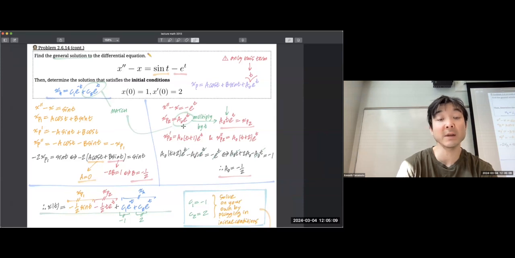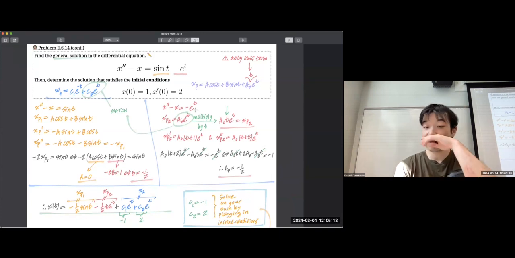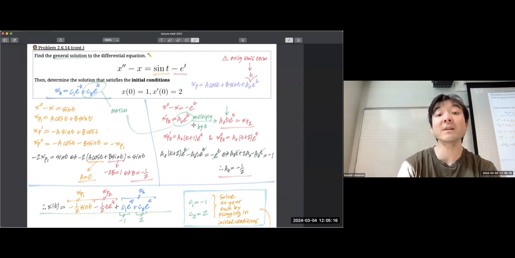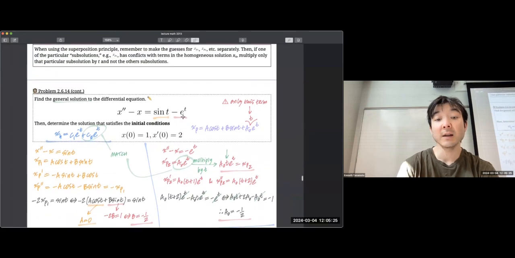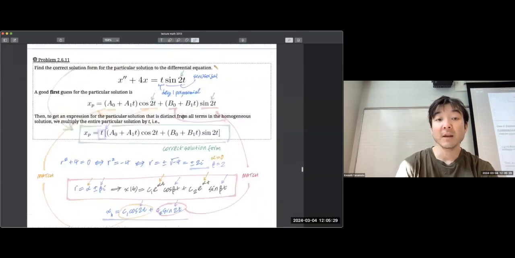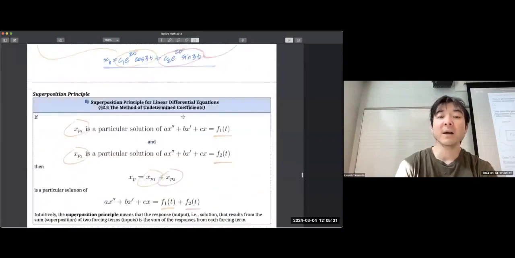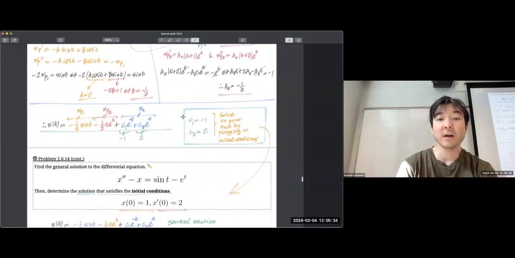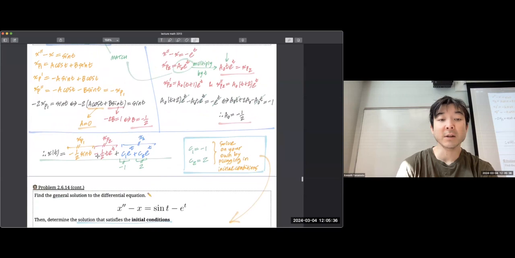So there was no hope of this being able to satisfy this differential equation with the e to the negative t on the right-hand side. So we had to multiply by t, but only this one gets multiplied by t. The particular solution for the sine of t doesn't get multiplied by t. So only the term that has terms that conflict gets multiplied by t. And then I went ahead and solved, so we got up to here last time, which is the first particular solution plus the second particular solution plus the homogeneous solution.